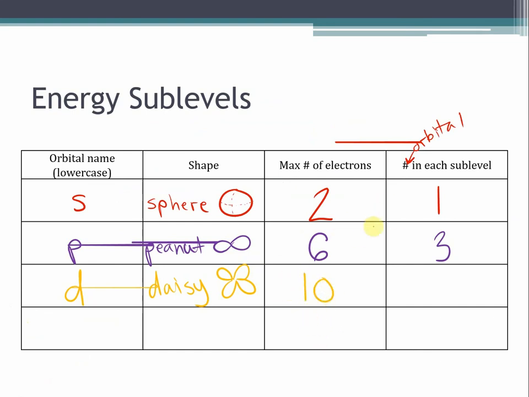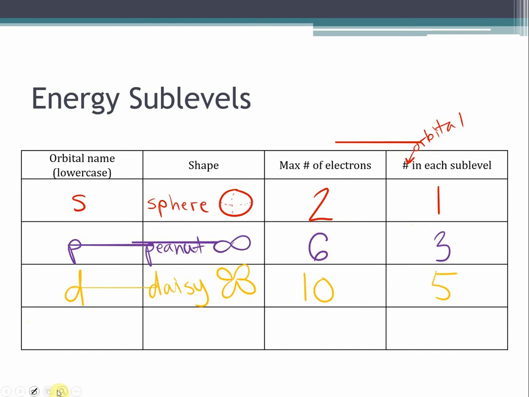And you may be picking up on a pattern here. The number of d orbitals in any energy level is 5. We can hold 2 electrons in our 1s orbital. We can hold 6 electrons in our 3p orbitals. We can hold 10 electrons in our 5d orbitals. Hopefully you're picking up on a pattern here.